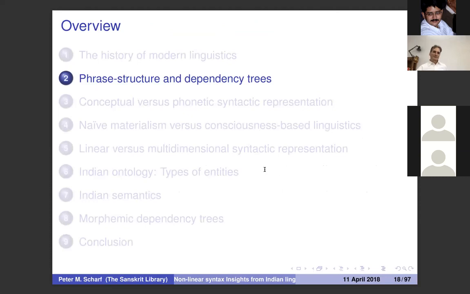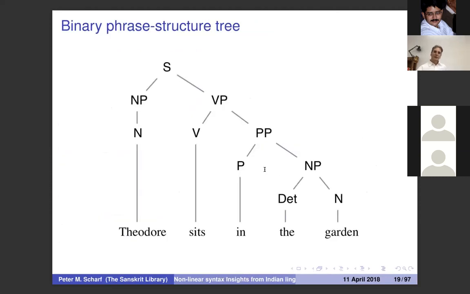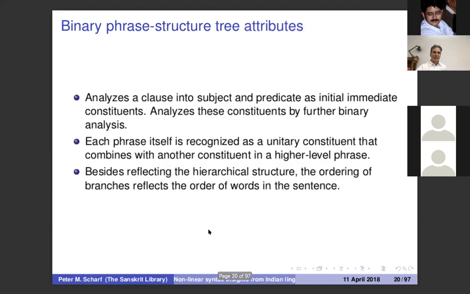Now, let's look at these structural trees, and you'll see why the binary phrase structure tree, as shown here, is inadequate for languages like Sanskrit, where there's a lot freer word order. So here the main node is the sentence, and it's divided into the subject phrase and the verb phrase. It analyzes into subject and predicate, and then each phrase itself is binarily divided underneath that.